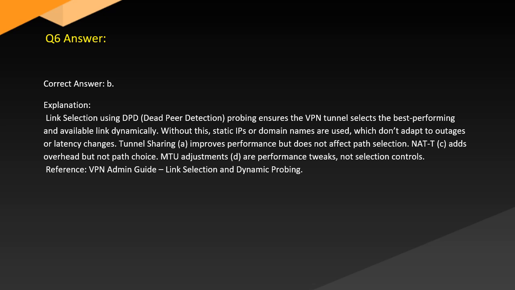Tunnel sharing, A, improves performance but does not affect path selection. NAT, C, adds overhead but not path choice. MTU adjustments, D, are performance tweaks, not selection controls. Reference: VPN Admin Guide, link selection and dynamic probing.